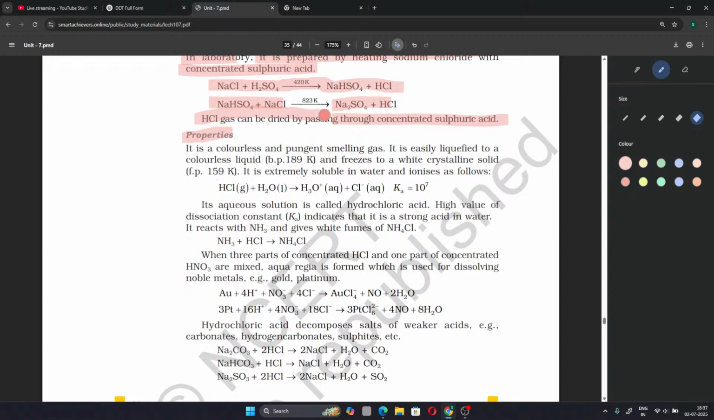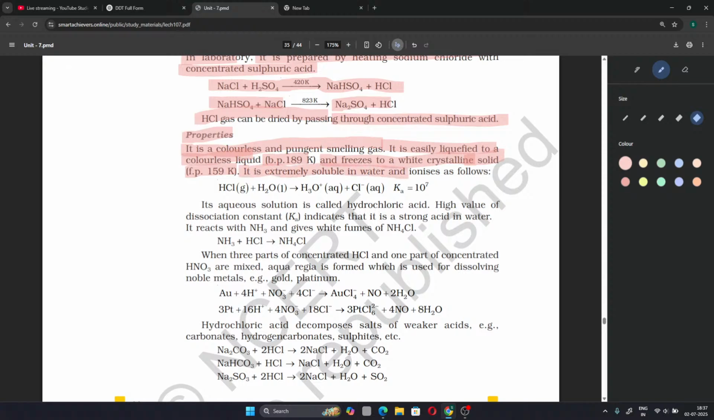Because H2SO4 is a strong dehydrating agent. Properties: it is a colorless, pungent smelling gas. It is easily liquefied to a colorless liquid. Boiling point is around 189 Kelvin and it freezes to a white crystalline solid. Freezing point is 159 Kelvin.